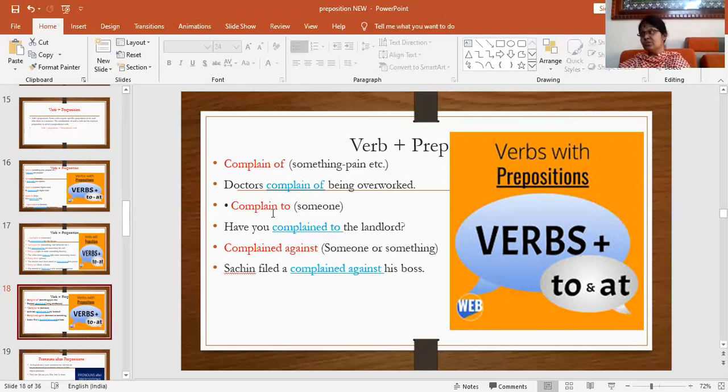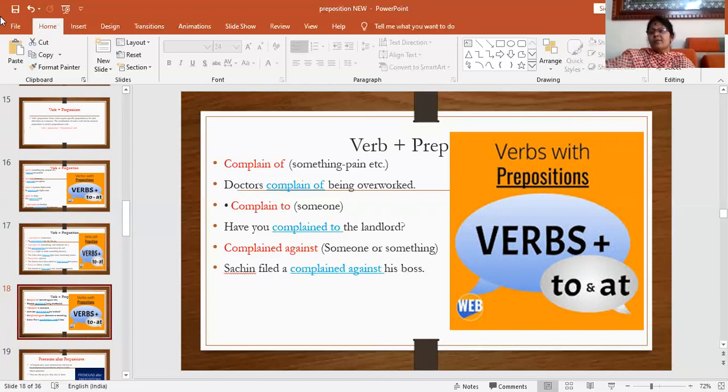Or complain to someone. Complain to is you're trying to complain to someone about someone's act or something like that. For example, have you complained to the landlord about the neighbor flat boys making a lot of noise, right? So that way you can use complain against. You complain against someone, something, right? Say Sachin filed a complaint against his boss. Now, parents have filed a complaint against online classes. So, this way we can use.